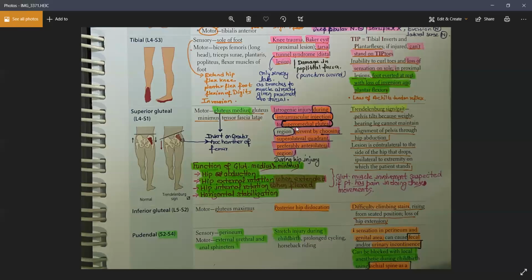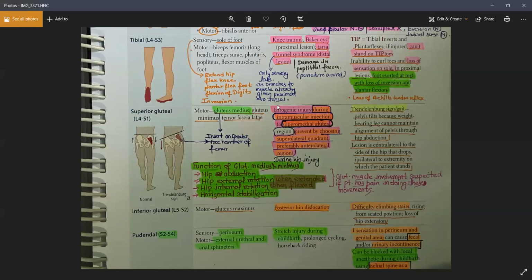Okay, so the damage of this nerve can happen whenever you choose the superior medial quadrant for the injection, for the IM injection. Okay, so whenever you give the patient this IM injection or the intramuscular injection in the superior medial region, if you divide this into 4 parts, you will get a superior medial location, which is a location of this nerve, the superior gluteal nerve. It can get damaged there. Okay, so you need to prevent this condition by choosing the superior lateral quadrant.